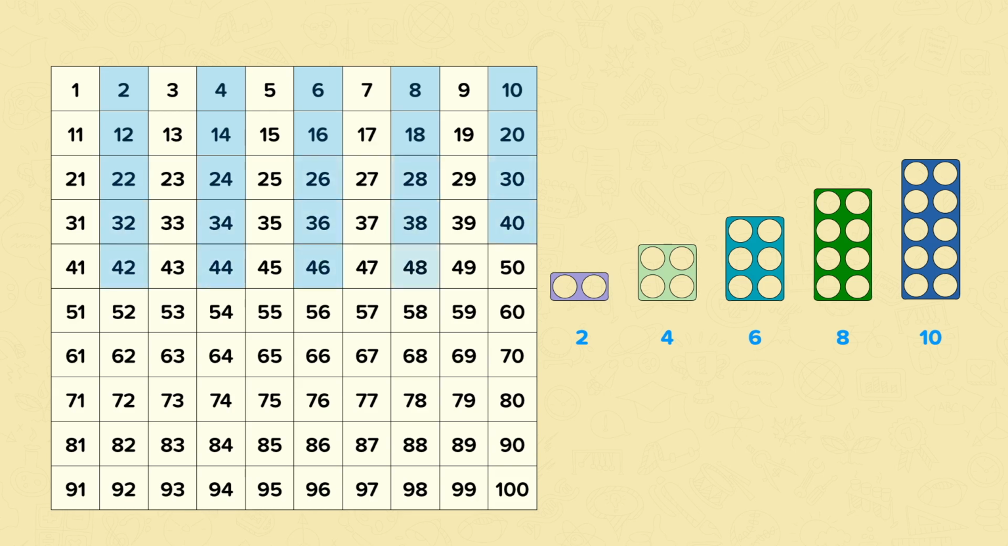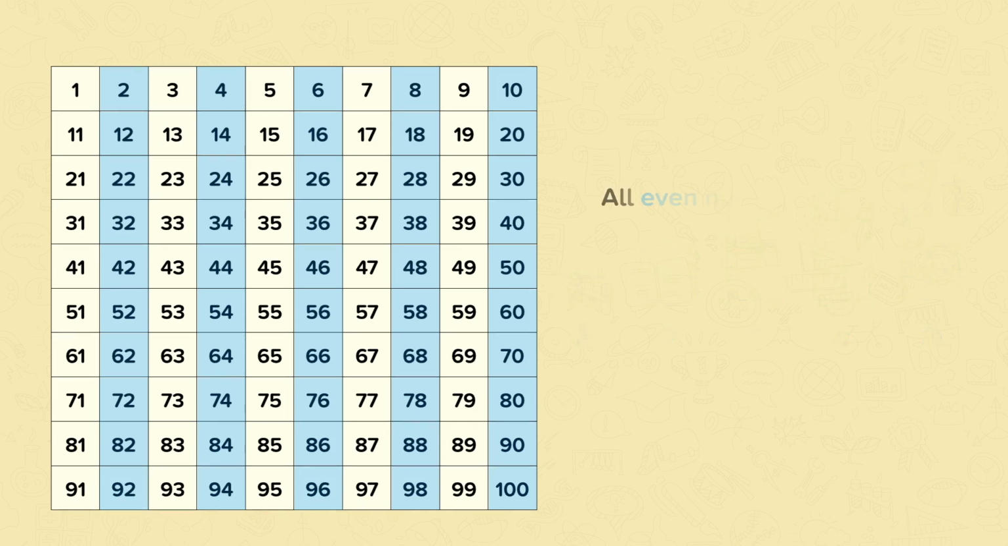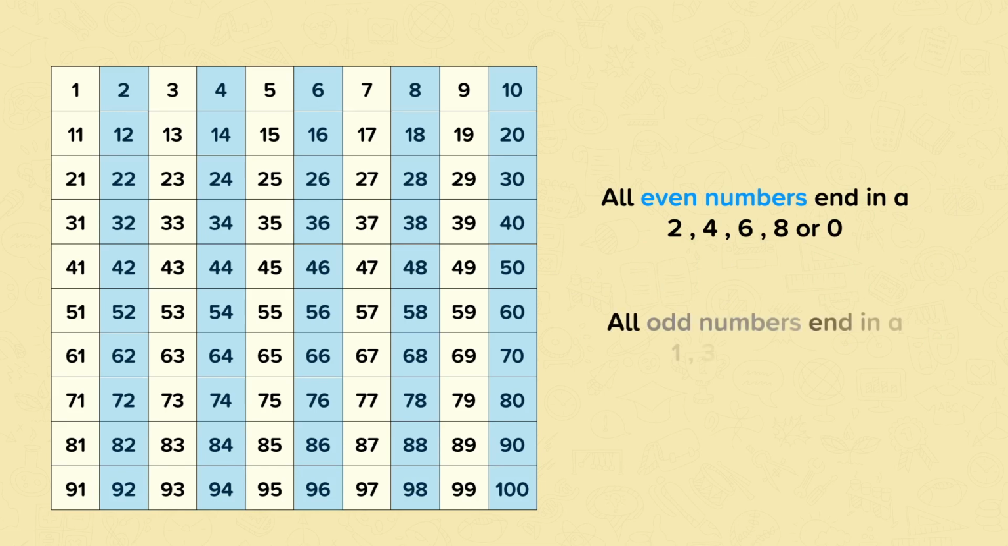What do you notice about the even numbers? All even numbers end in a 2, 4, 6, 8, or 0. All the odd numbers end in a 1, 3, 5, 7, or 9.